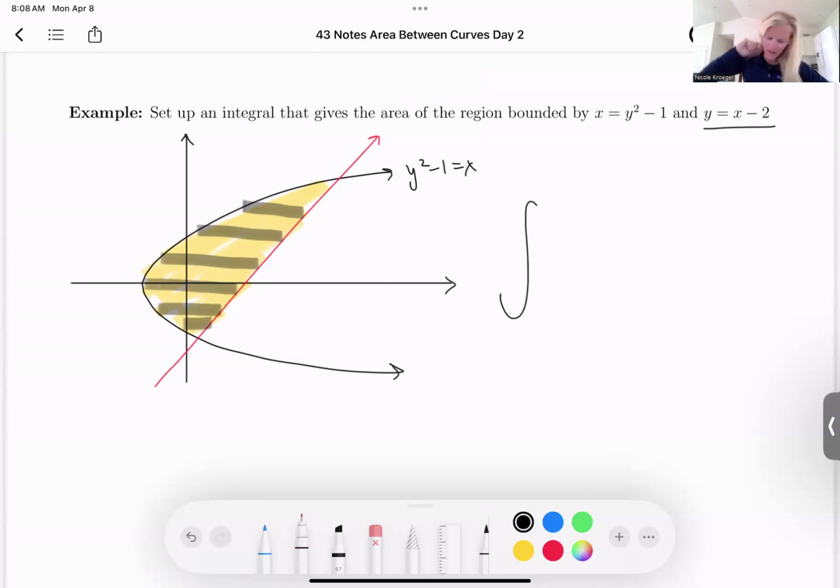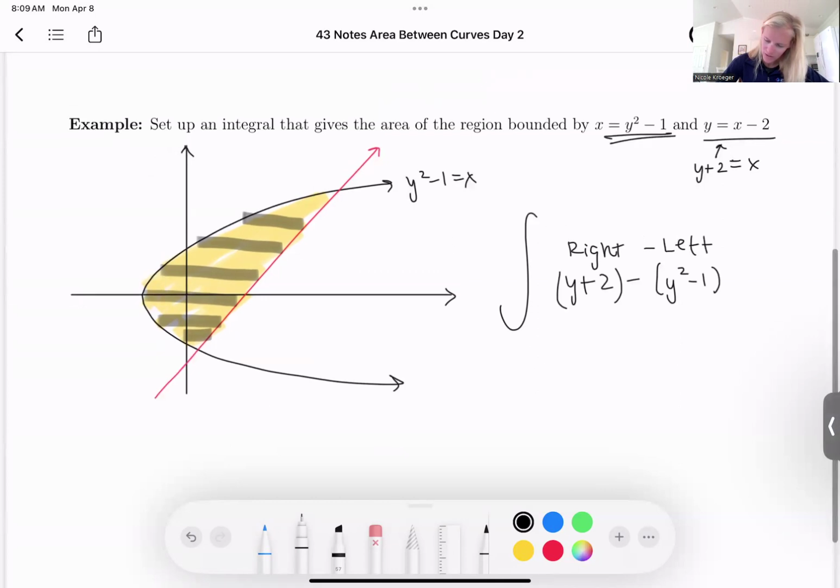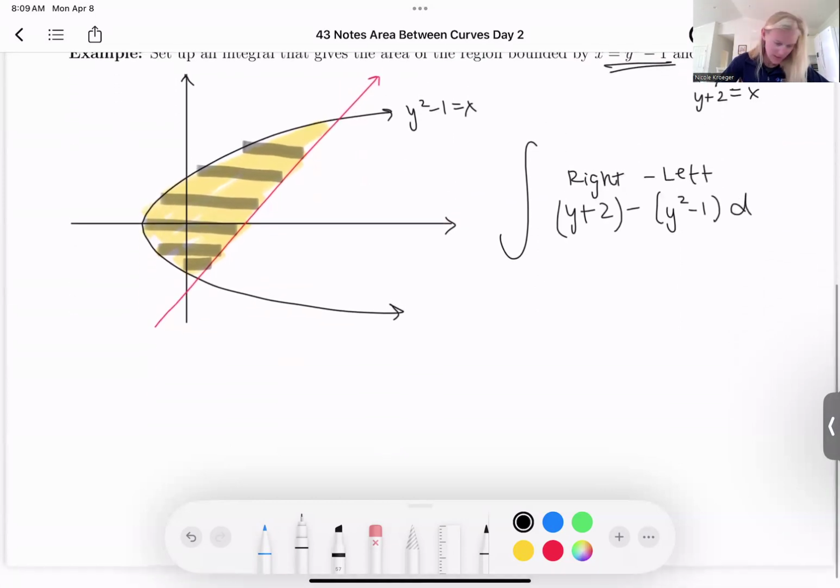So when I set up this integral, I'm going to have to figure out the bounds in just a second. So let's do that in a minute. If I solve this one for x, I'm going to get y plus 2 is equal to x, and that was my right function. So y plus 2 is right. And then this guy was my left function, so right minus left. Make sure you put your parentheses around that y squared minus 1. We'll have a dy at the end here.